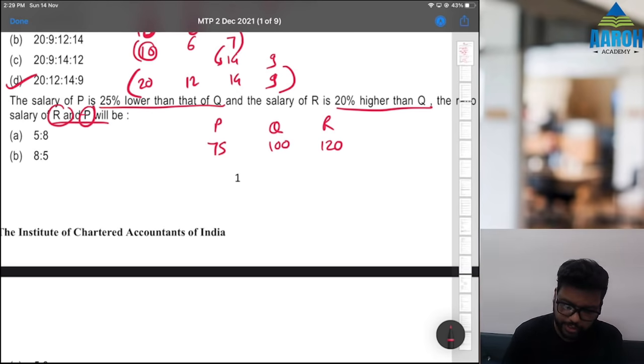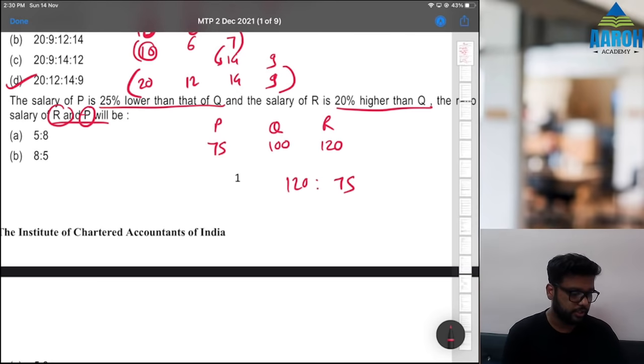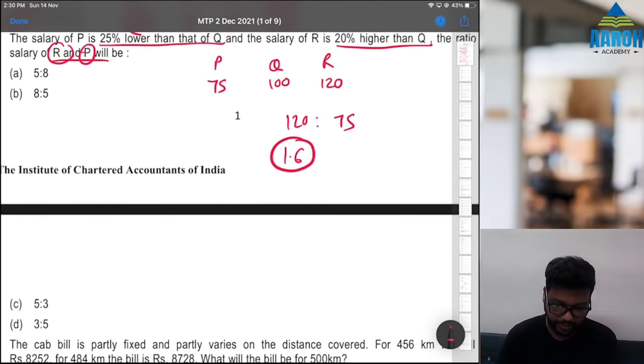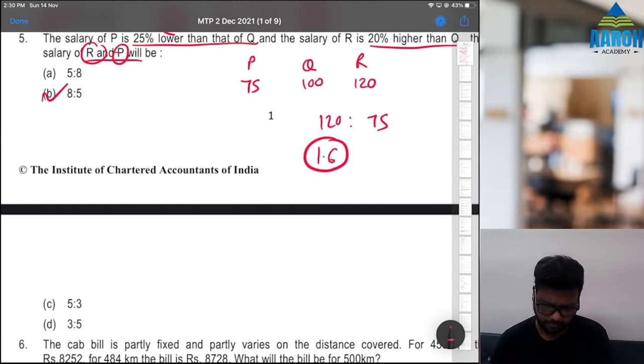Ratio of salary of R is to P. That means we want 120 is to 75. Just do it on calculator. 120 by 75 is 1.6. So check which ratio gives us 1.6. I think this, right? 8 by 5 is 1.6, correct. So B is the correct answer.